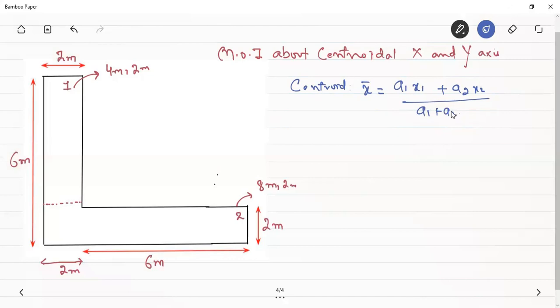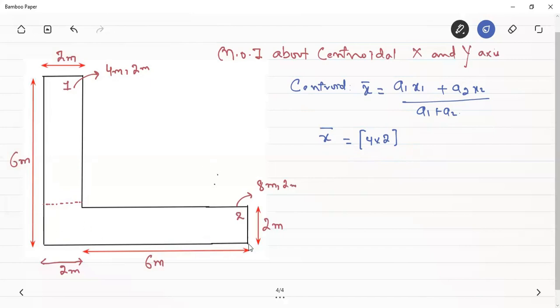We have already done problems on this formula, it's just a review. So x bar will be equal to A1. The area of this first rectangle is equal to 4 into 2, sorry, it will be equal to 8. And x1 means the x coordinate of the centroid of the first rectangle.